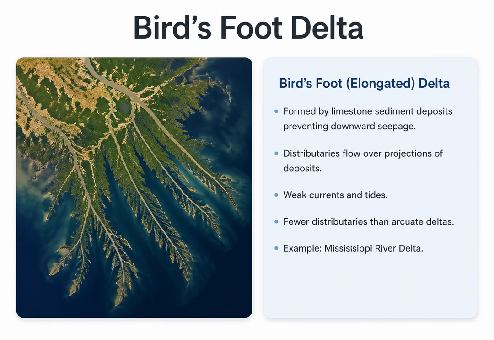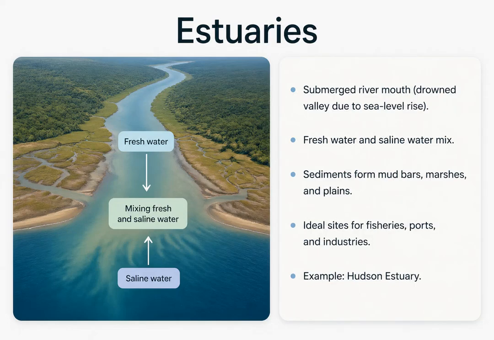This requires an environment with very weak ocean currents and tides, like the Gulf of Mexico, where the Mississippi River forms its famous bird's foot delta. Sometimes a river doesn't form a delta at all. If the sea level has risen and flooded the river valley, it forms an estuary.